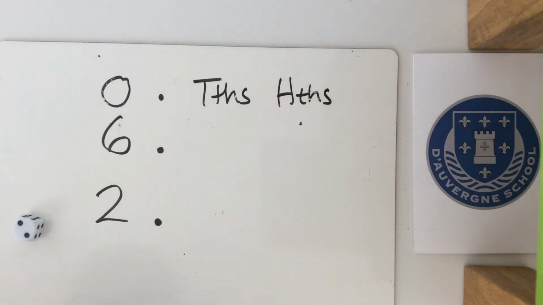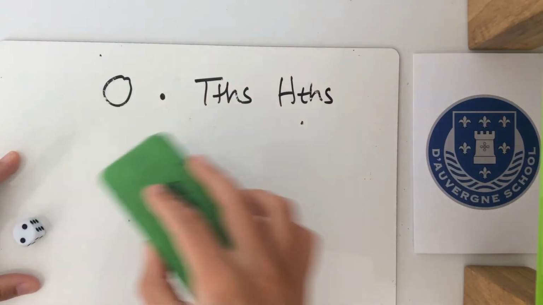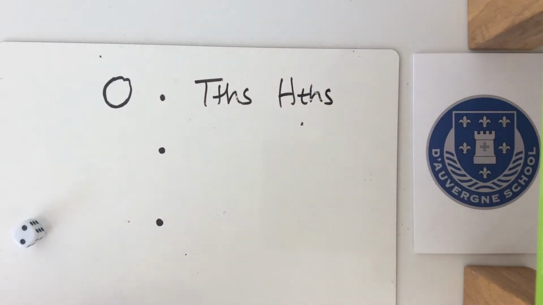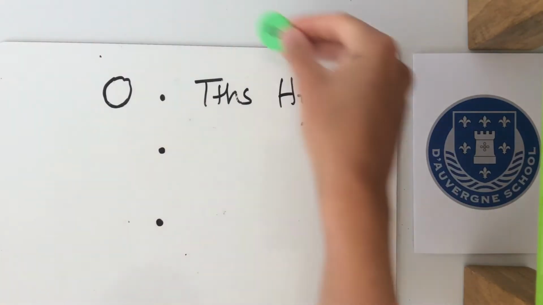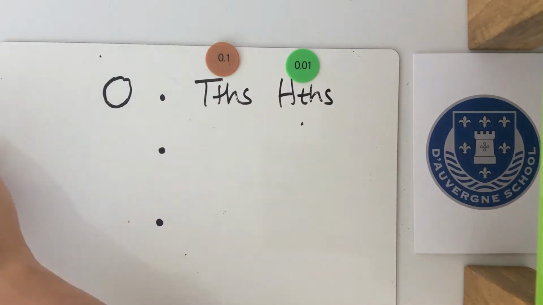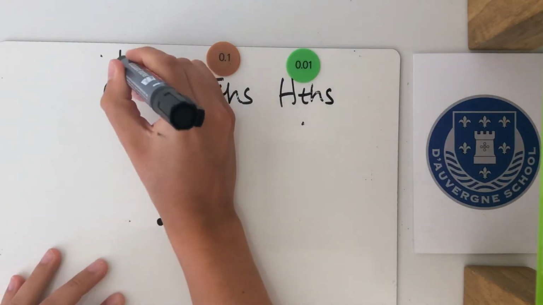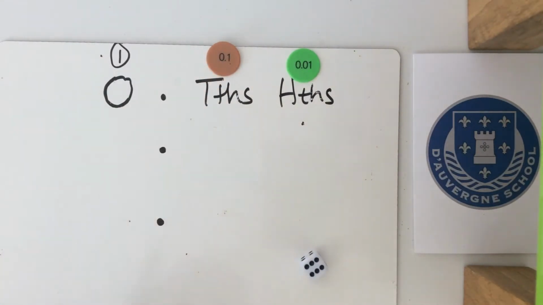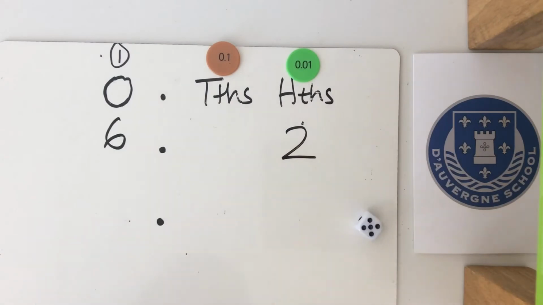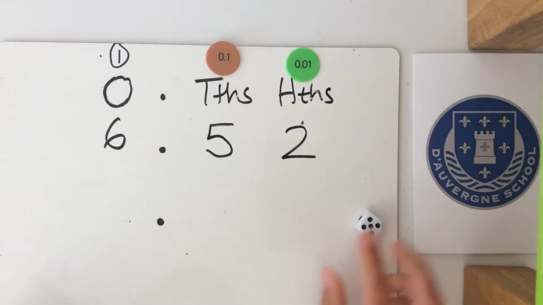Okay, so now I'm going to roll some more numbers, and I would like you to make my numbers and compare them using place value discs. Okay, so using our discs here and our ones. So I've got a 6, 2, 5. Okay, 6.52 I've made.